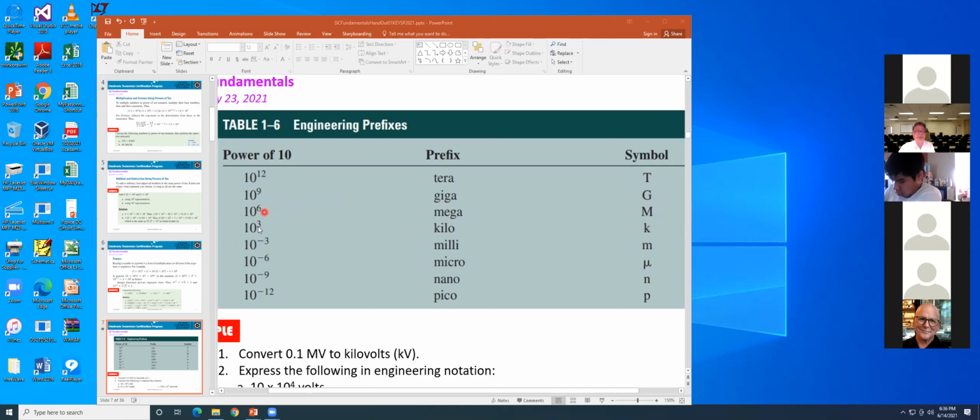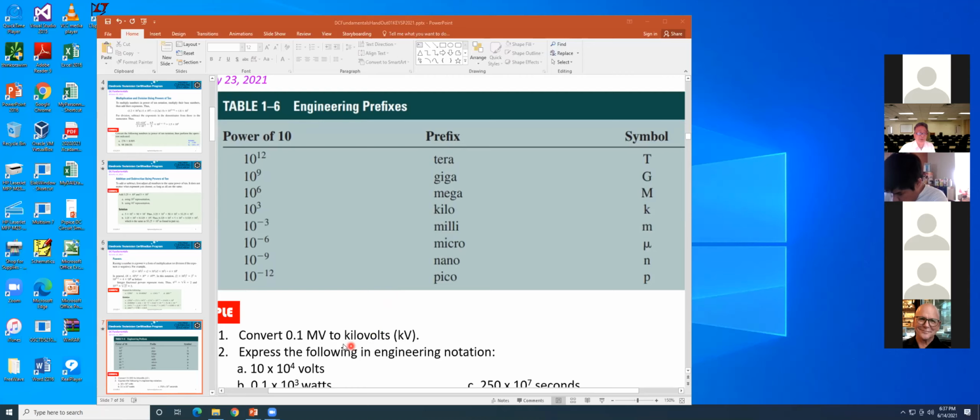Mega, 10 power of 6. Okay, kilo, power of 3. Milli, power of minus 3. And micro, minus 6. Nano, minus 9. And pico will be minus 12. So we on the time will be hit into this thing here. Like I can say, 3 kilo ampere, okay, or 2 micro ampere. Then you have to know they have to multiply with what number here, okay?